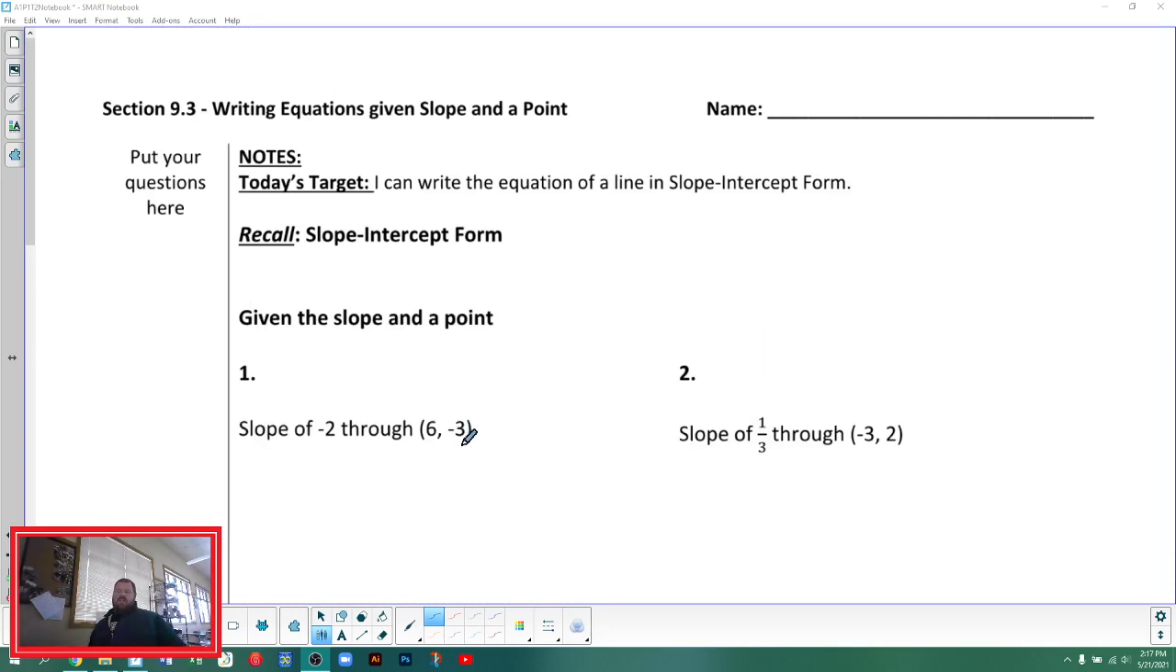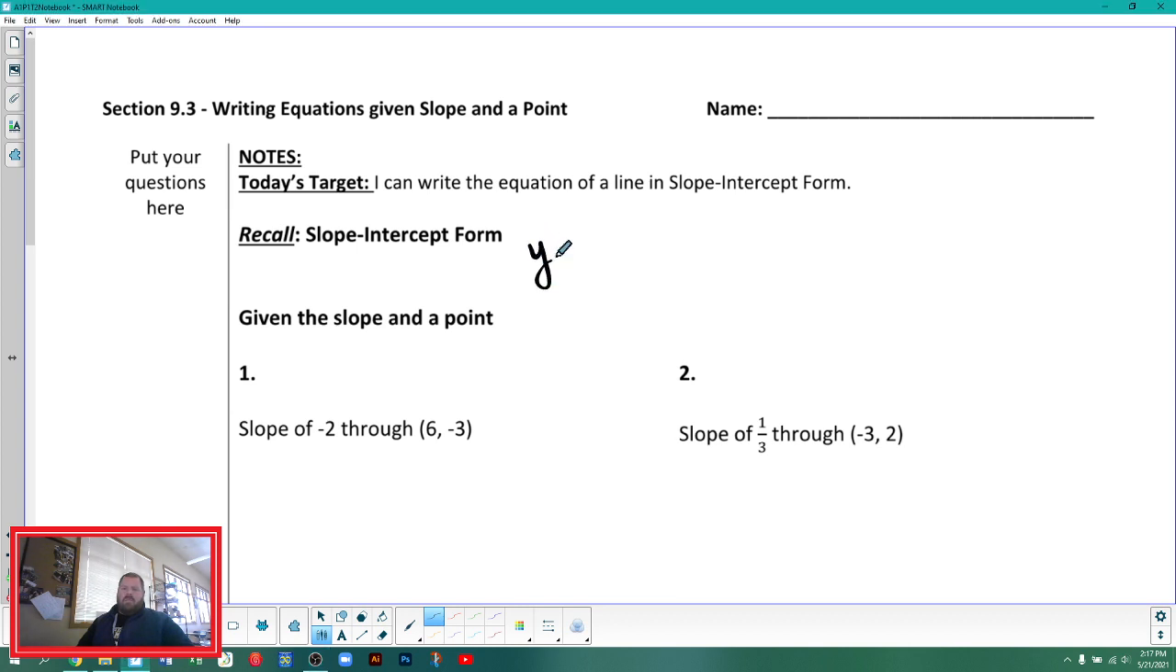Hello and welcome to the section 9.3 lecture today on our ever-increasing levels of difficulty with writing equations in slope-intercept form. Keep in mind, another time, that slope-intercept form is y equals mx plus b with a slope m and a y-intercept at b.